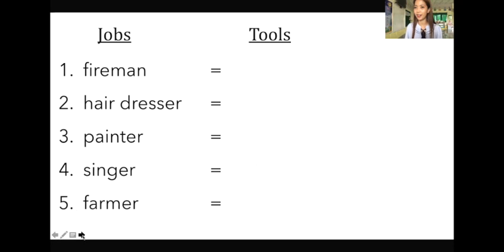Now, I want you to get your notebook because we are going to have a test. So this will be your homework. We have jobs. Number one, fireman. Number two, hairdresser. Number three, painter. Number four, singer. And number five, farmer. Now, I want you to draw, okay? You are going to draw the tools that they are using. So you will draw a tool that a fireman uses, a tool that a hairdresser is using, a tool that a painter uses, a tool that a singer uses, and a tool that a farmer uses.